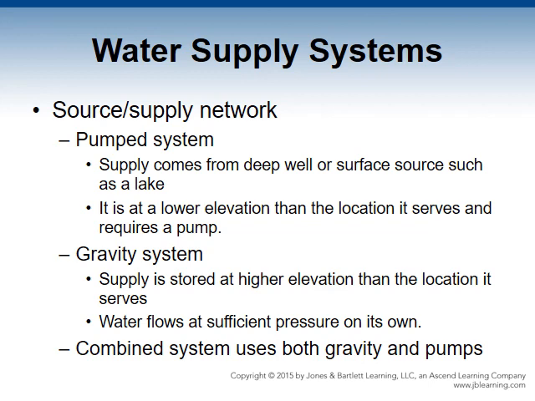You may also have the water supply for a gravity system, which is stored at a higher elevation than the location it serves. This eliminates the need for pumping equipment. The water flows into the network at sufficient pressures on its own. You may also have a combined system that uses both gravity and pumps. Pumps fill water towers or other types of storage tanks. This water is fed into the system by means of gravity. The majority of water systems treat the source water, making it drinkable, before feeding it into the distribution network.